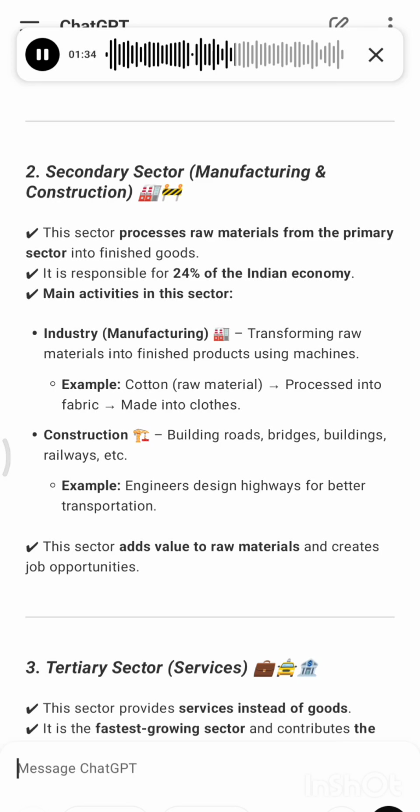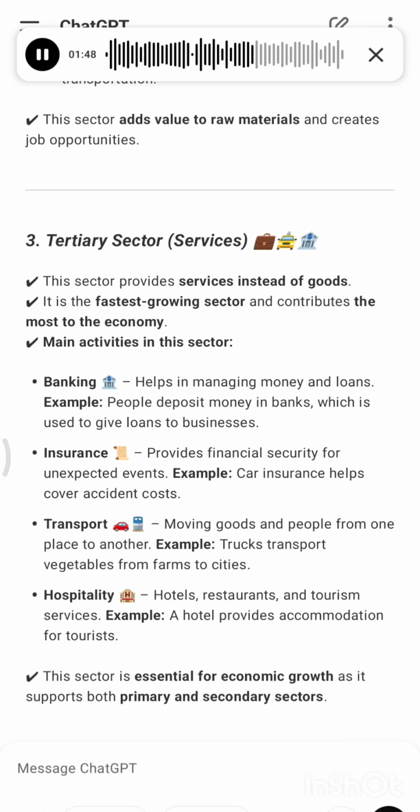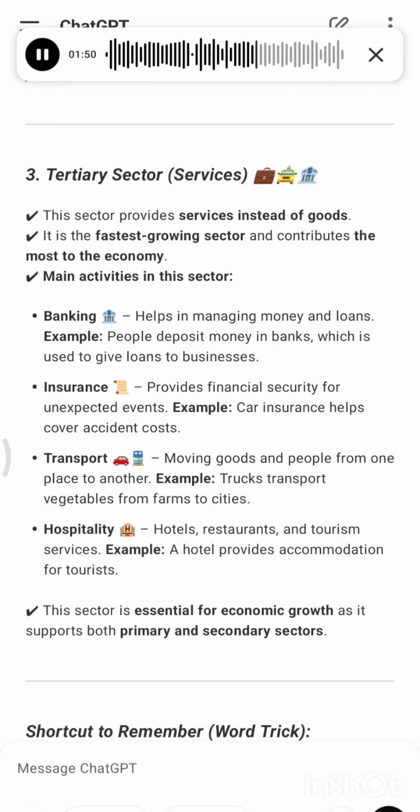Construction, building roads, bridges, buildings, railways, etc. Example, engineers design highways for better transportation. This sector adds value to raw materials and creates job opportunities. 3. Tertiary sector, services. This sector provides services instead of goods.